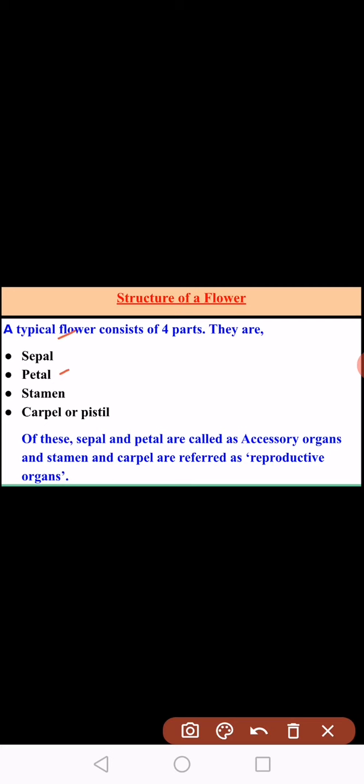Whereas the remaining 2 parts, stamen and carpel, are involved in the process of reproduction. Hence, these 2 parts are called reproductive organs. So, sepal and petals are referred to as accessory organs, whereas the stamen and carpels are referred to as reproductive organs. In this way, a typical flower contains accessory organs as well as reproductive organs.